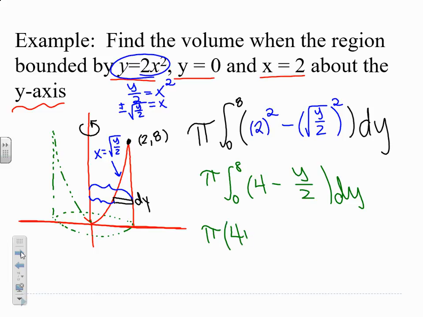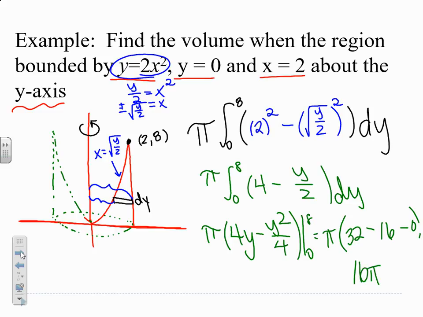Our antiderivative is 4y minus y squared over 4, evaluated from 0 to 8. So let's see, we have pi times 8 times 4 is 32 minus 8 squared over 4 is 16, and then minus 0, right? So 16 pi.